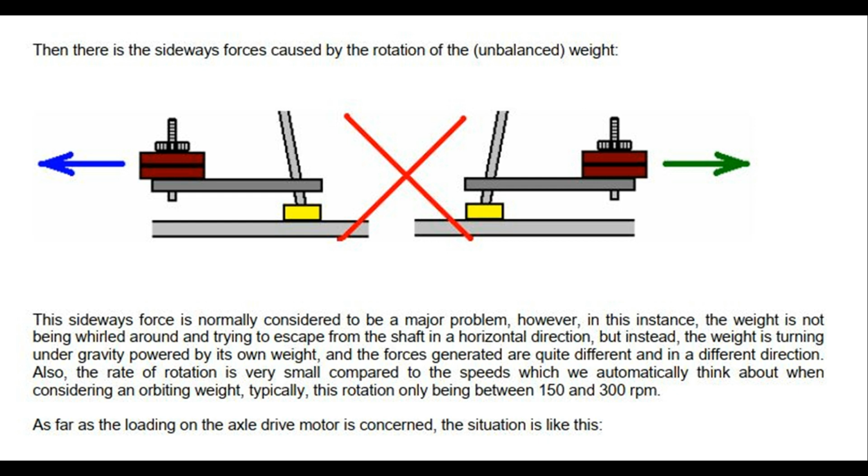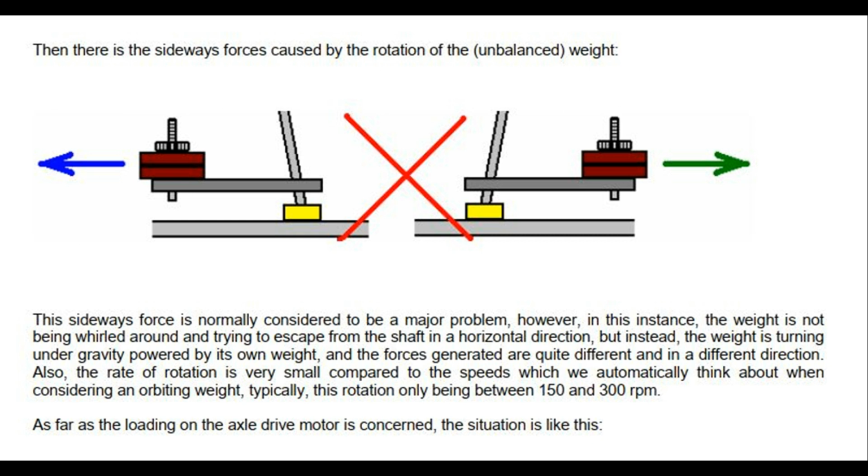However, in this instance, the weight is not being whirled around and trying to escape from the shaft in a horizontal direction, but instead, the weight is turning under gravity powered by its own weight, and the forces generated are quite different and in a different direction. Also, the rate of rotation is very small compared to the speeds which we automatically think about when considering an orbiting weight, typically, this rotation only being between 150 and 300 RPM.